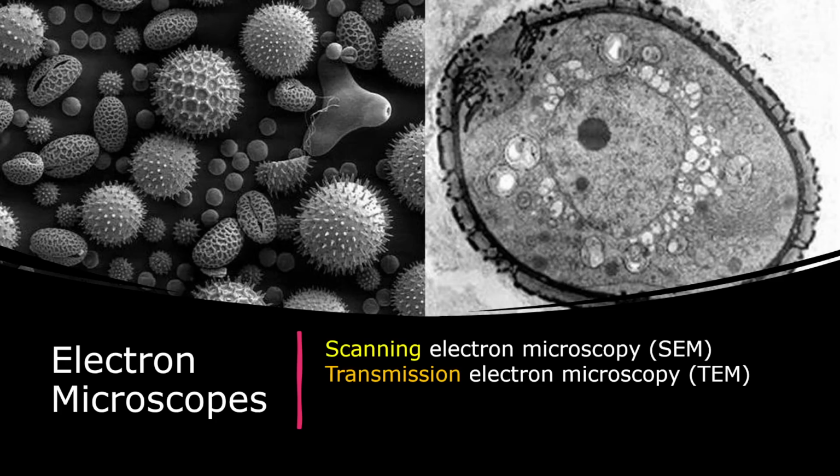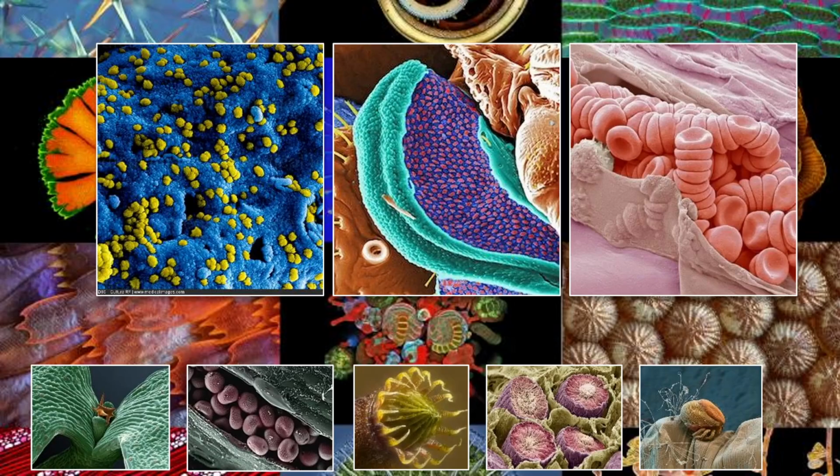Scanning electron microscopy, or SEM, scans the surface with electrons and collects scattered electrons to map surface details. Transmission electron microscopy, or TEM, shoots electrons through a sample to reveal internal structures at the nanometer scale. Scanning electron microscopy is beautiful, but all these images are artificially colored, because electrons don't carry color information like light does.